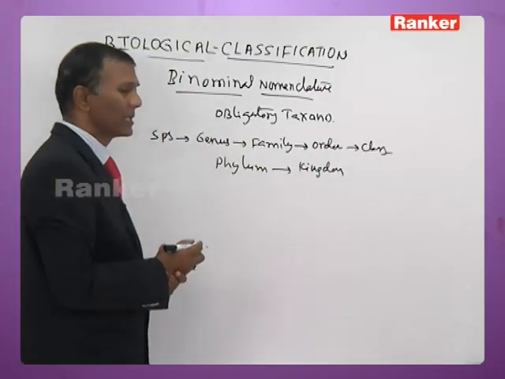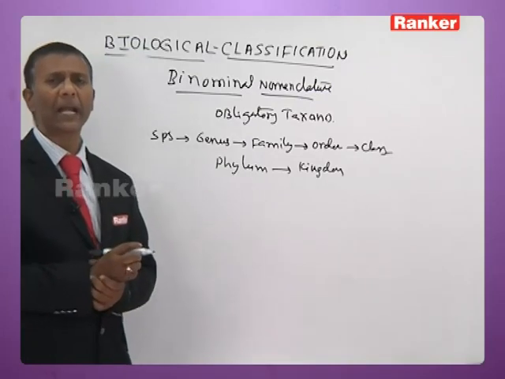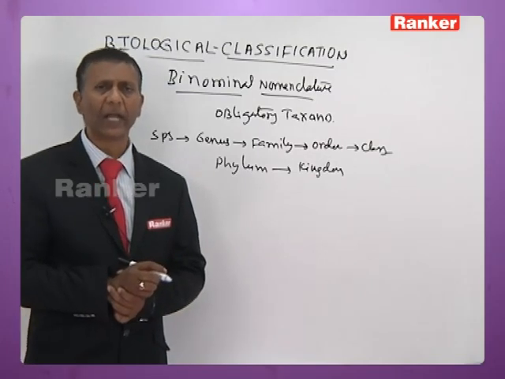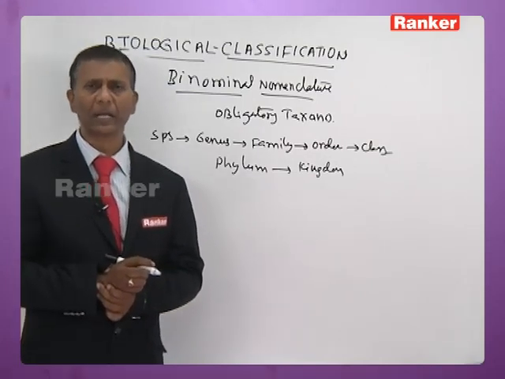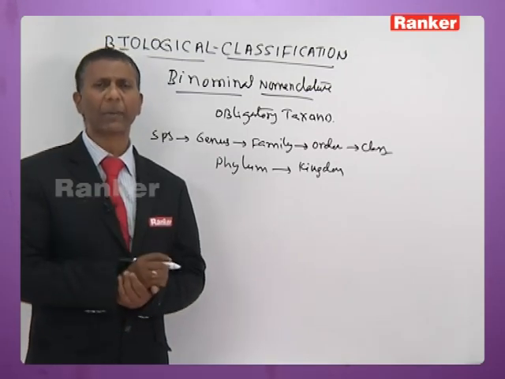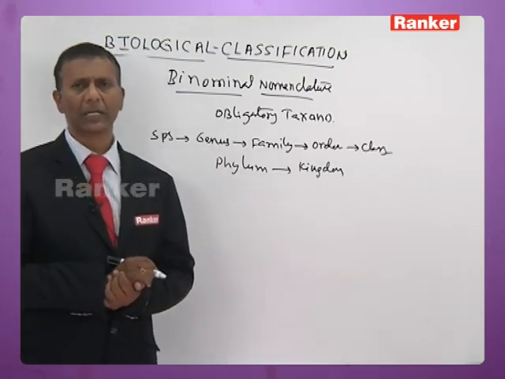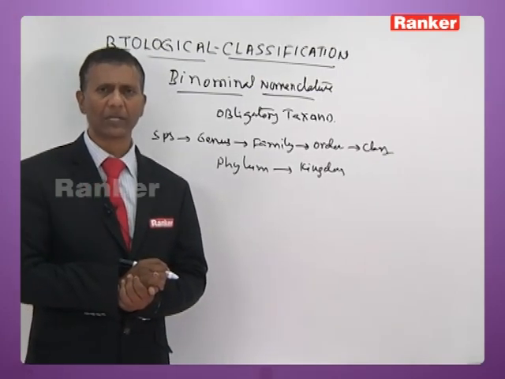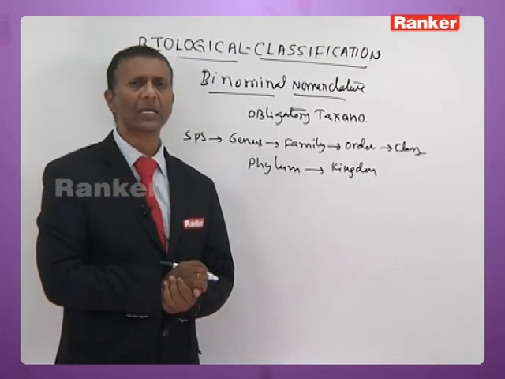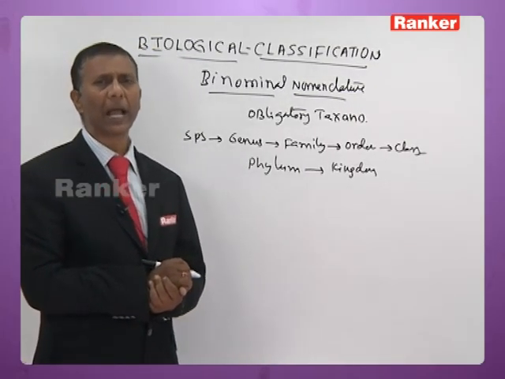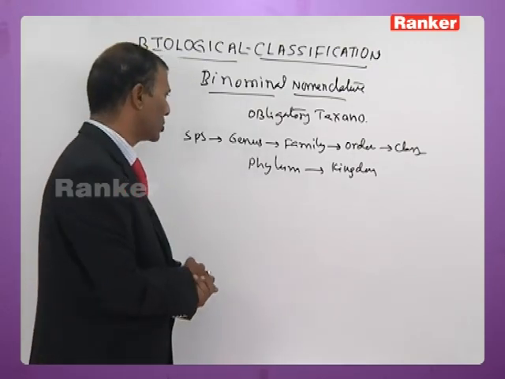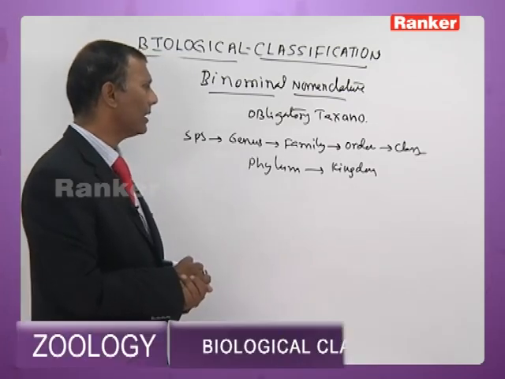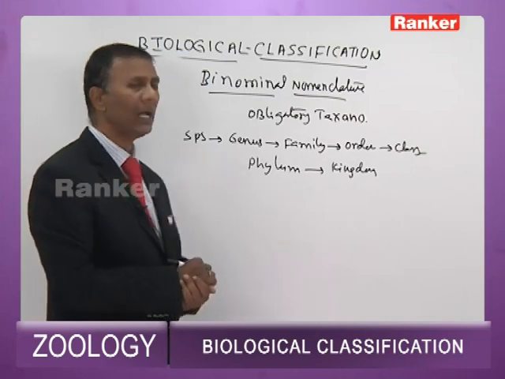So all these 7 taxons are called obligatory taxons. The remaining taxons are known as intermediate taxons or facultative taxons. That is, when any animal is discovered and you want to classify that particular organism, you ought to create these 7 taxons compulsorily for the newly discovered organism. That's why they are referred to as obligatory taxons. The rest are called intermediate or facultative taxons. So what are the obligatory taxons? Species, genus, family, order, class, phylum and kingdom.